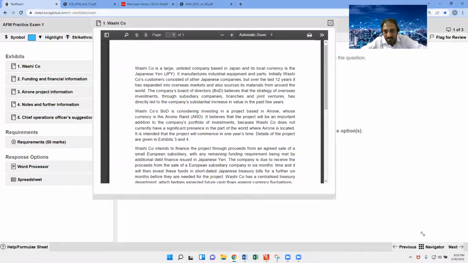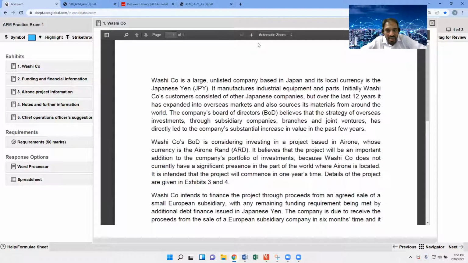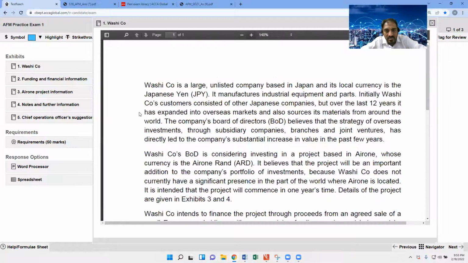Washi Company is a large unlisted company based in Japan. Local currency is the Japanese yen. It manufactures industrial equipment and parts. Initially, Washi Company customers consisted of other Japanese companies, but over the last years it expanded into overseas markets. It also sources material from around the world.